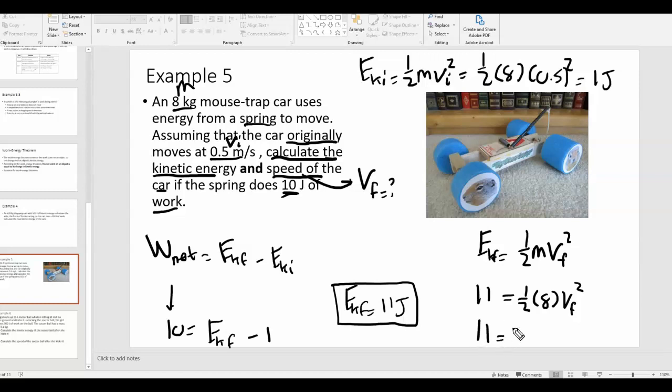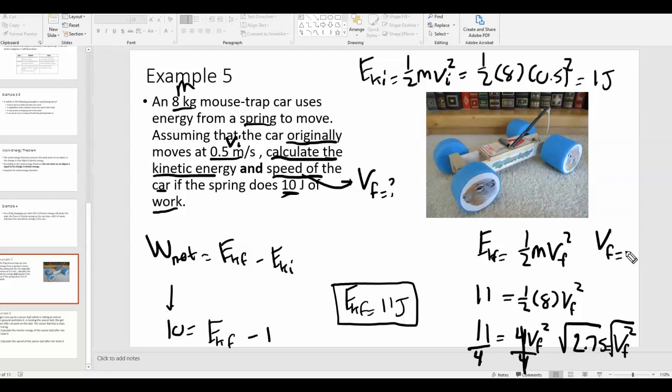Okay, so half of 8 is 4. I want V final by itself, and it's being squared and multiplied by 4. So I'm going to divide both sides by 4, like that. So I'm going to go to my calculator, and I'm going to do 11 divided by 4. 11 divided by 4 is 2.75, and so that gives me 2.75 equals V final squared, and then I need to do the square root on both sides.